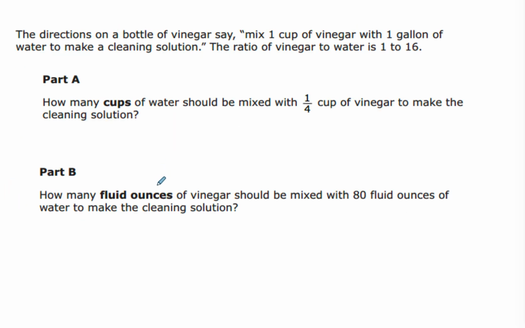All right, let's try this next one. The directions on a bottle of vinegar say mix 1 cup of vinegar with 1 gallon of water to make a cleaning solution. The ratio of vinegar to water is 1 to 16. So this means 1 part vinegar for 16 parts water. All right, let's see. How many cups of water should be mixed with 1/4 cup of vinegar to make the cleaning solution? All right, so let's get it set up.